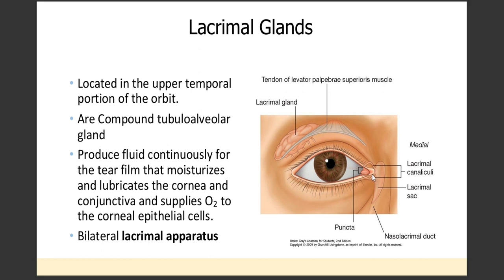The tears will be able to drain on this side, and this is going to connect to what we call the nasolacrimal duct. It is found in the nose. That is why when someone is crying, they are going to have a running nose, because the tears are drained through the nose, via the lacrimal apparatus, which has got the puncta, which is the opening, and then the lacrimal canaliculi, which will drain into the lacrimal sac, which goes to the nasolacrimal duct in the nose.